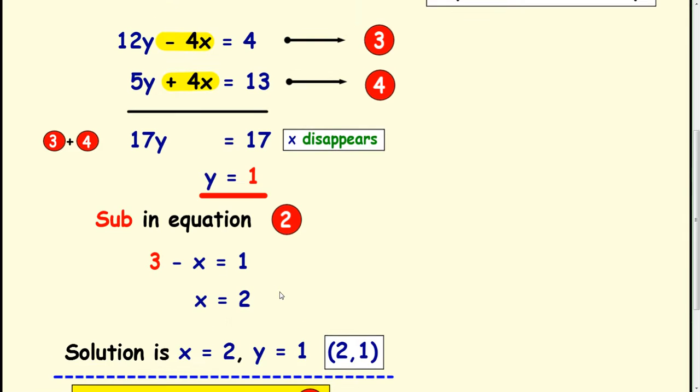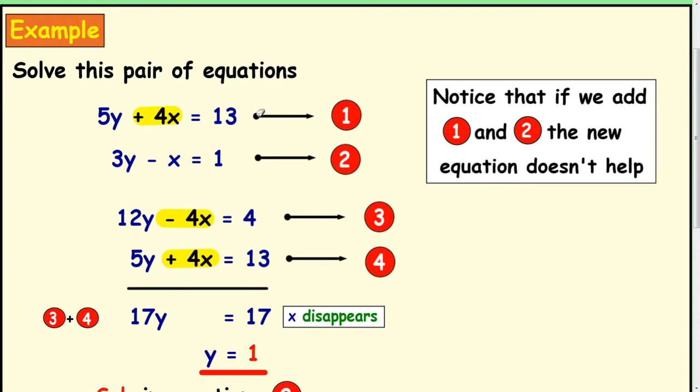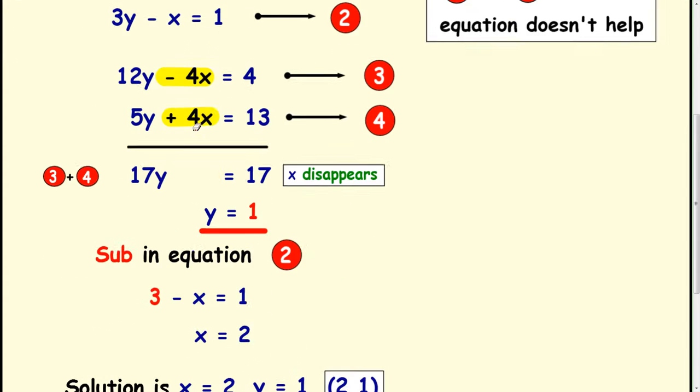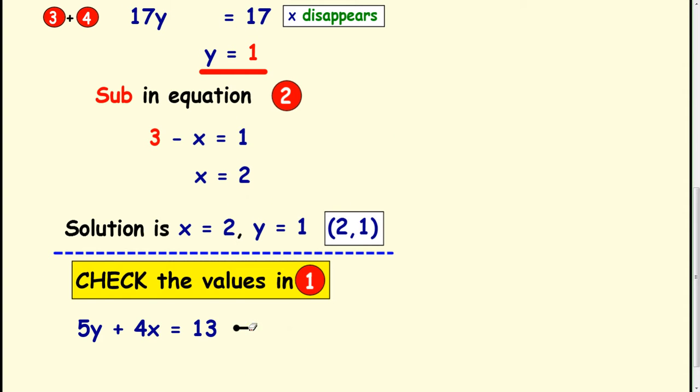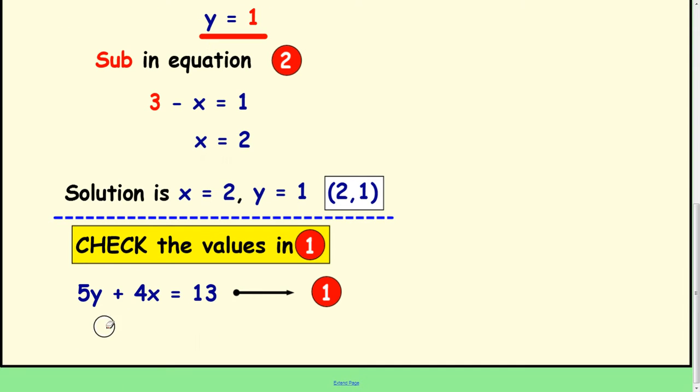Now just finally we can check the values in any of these equations. You can check it in 1, 3 or 4, but we'll just check it in 1. 5y plus 4x equals 13. So we're saying that x is 2 and y is 1. So if y is 1, 5 lots of y equals 5. And if x is 2, 4 2s are 8. Well, 5 add 8 equals 13. That's great, it works.